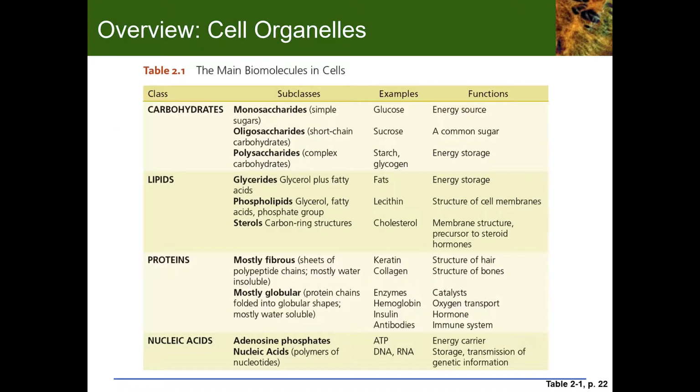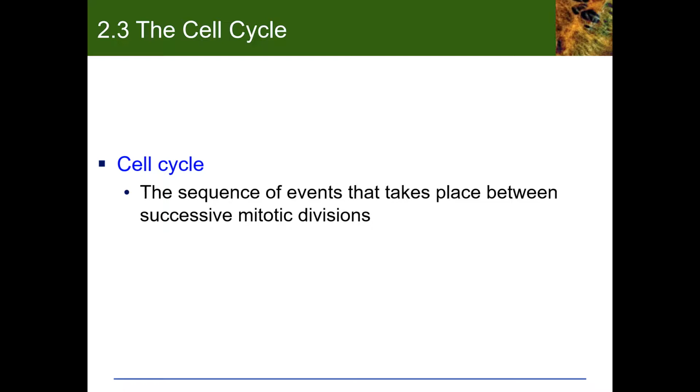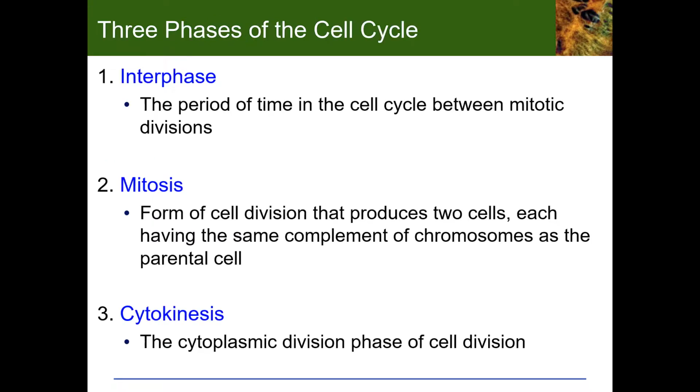Okay, again, there's that same slide with the overview of the organelles. We'll just go ahead, since we already looked at that, continue on. 2.3, the cell cycle. The cell cycle is a sequence of events that takes place between successive mitotic divisions. You may remember meiosis and mitosis from biology at some point previously in your life, or maybe not, but we're going to take a look at those briefly here in a moment.